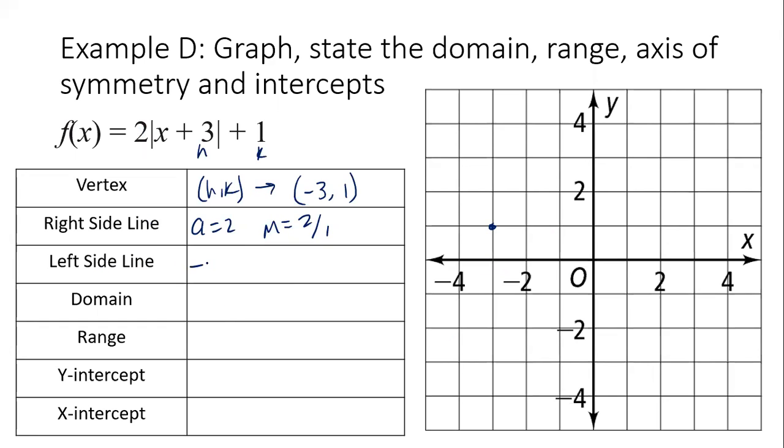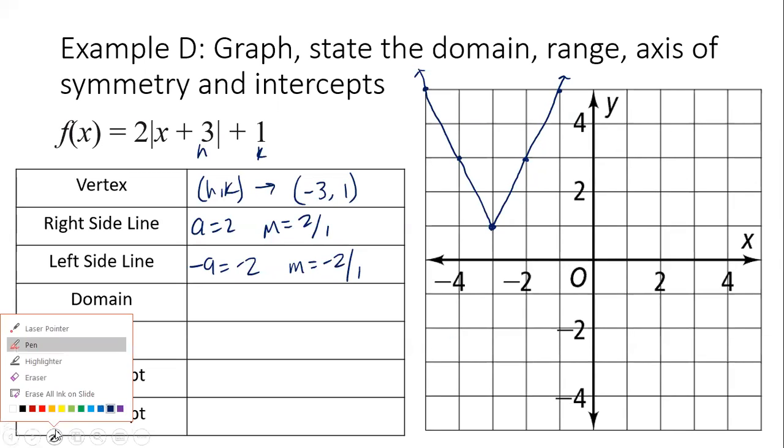The left side is the -a, so that would be -a, which makes it -2. So my slope equals -2 over 1. From my vertex, on the right side, I'm going to go up 2, over 1, up 2, over 1. On my left side, I'm going to go up 2, left 1 to make it negative, up 2, left 1 to make it negative. And I'm going to connect. All is connected. So now I'm ready to describe all the attributes.